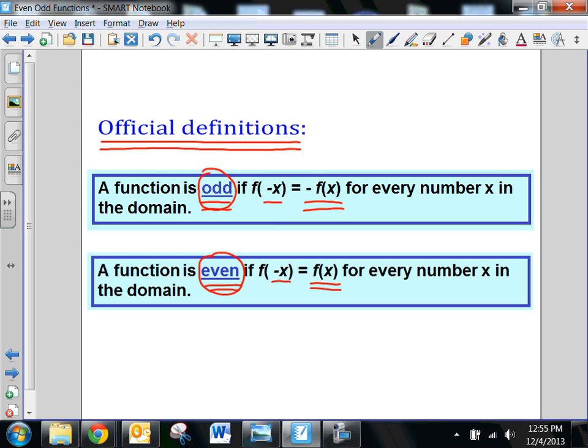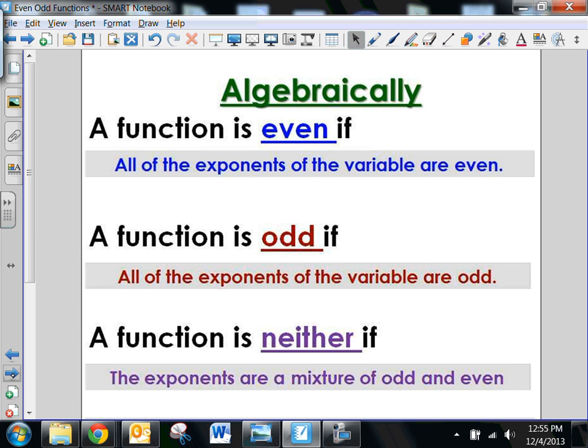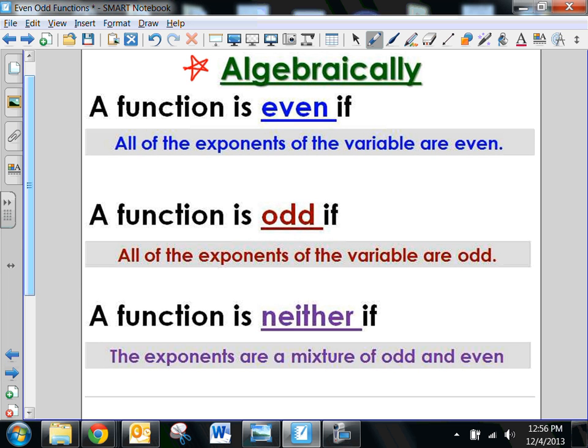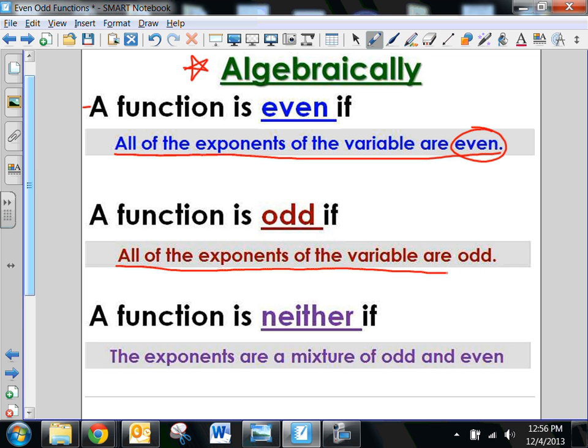So what we're going to show you is kind of the easier way to tell if a function is odd or even. So we're going to be telling you two different ways. The first way that we're going to be looking at functions is algebraically. Okay, algebraically, and I'll show you an example of that first. But first, write these three points here. A function is even if all the exponents of the variable are even. Okay. A function is odd if all of the exponents of the variable are odd. Okay. We'll show you what that looks like in just a second.